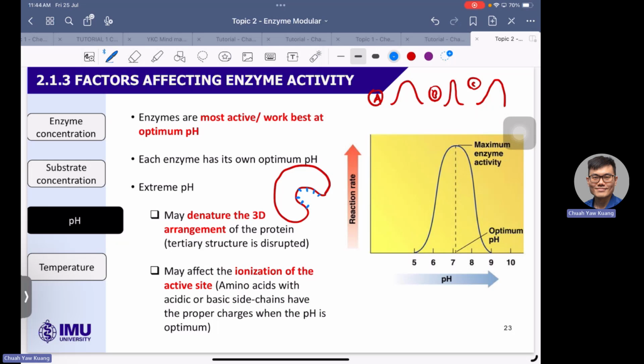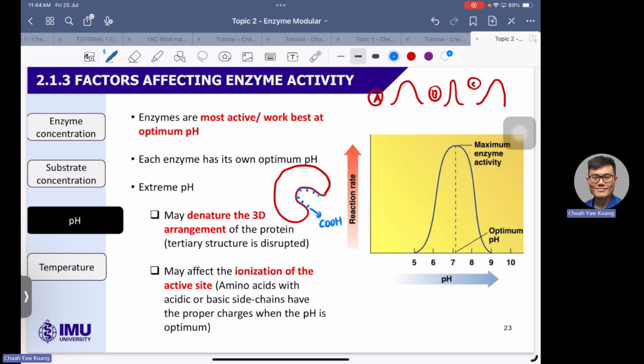So when the substrate comes, they will be able to bind, right? Same shape, and then they can form the bonding with all of this. These are side chains. They can be acidic side chains, or basic side chains. For example, let's say this one is an acidic side chain. It will have a COOH.